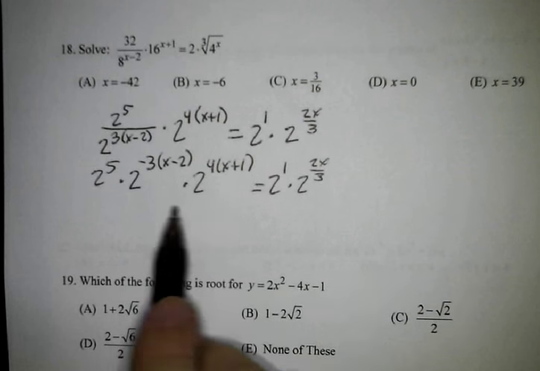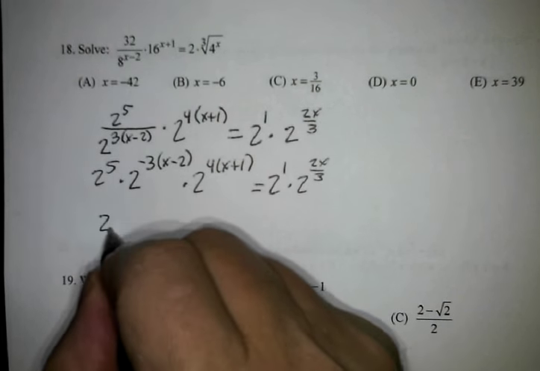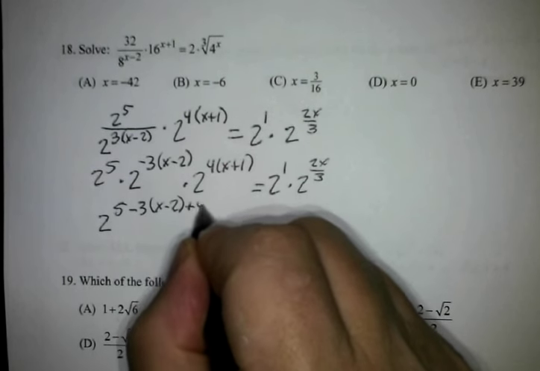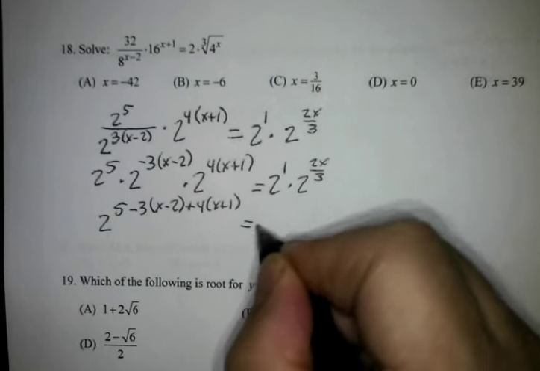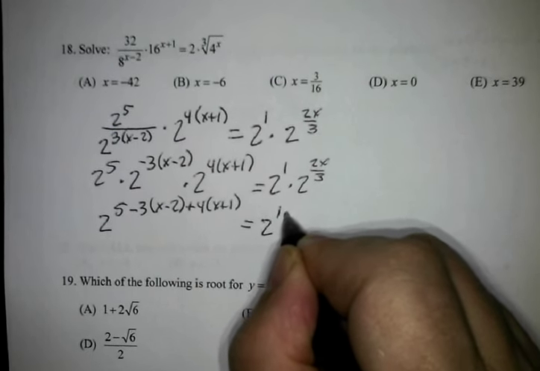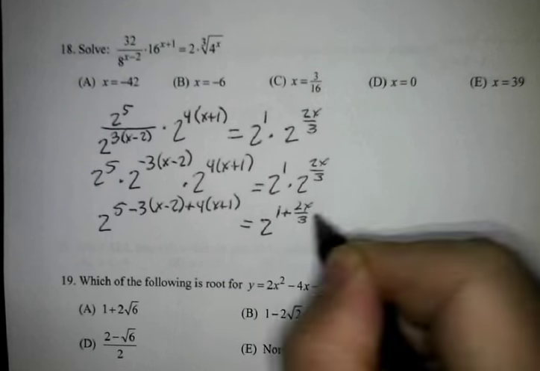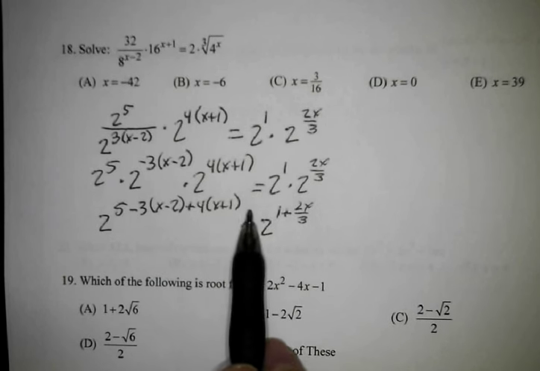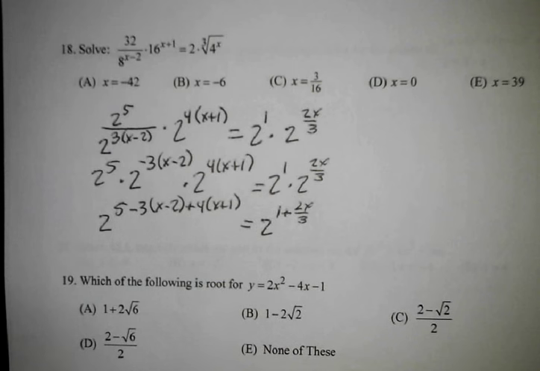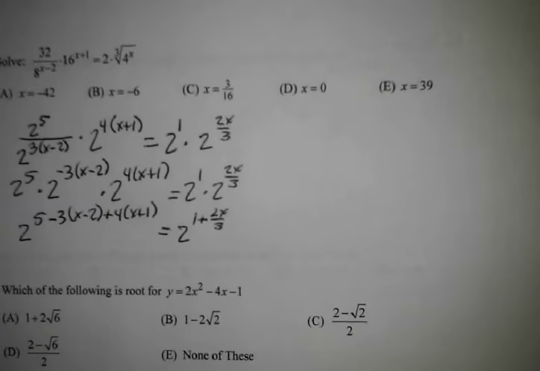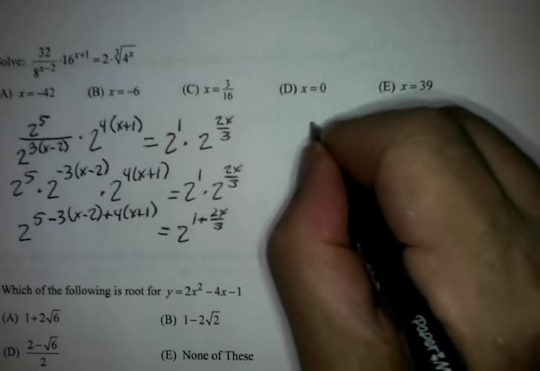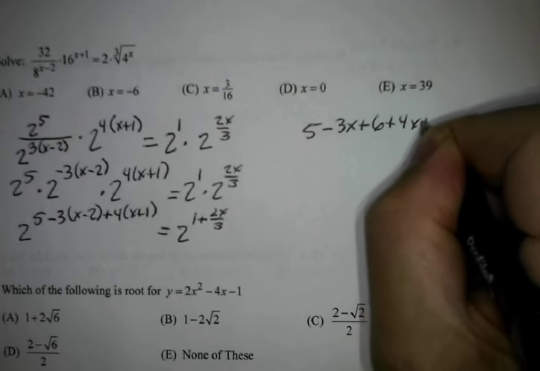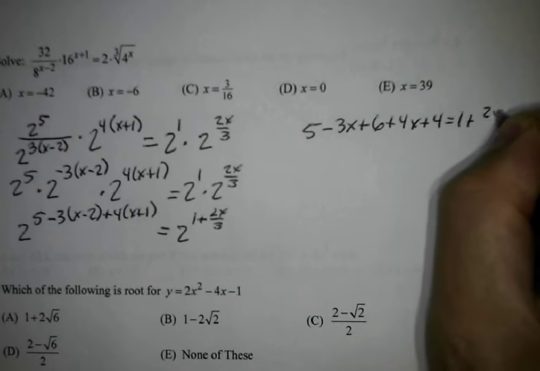Now I need to combine all these. So when I multiply, I add my exponents. So I've got 2 raised to the 5 minus 3x minus 2 plus 4x plus 1 equals 2 raised to the 1 times 1 plus 2x over 3. Now I've got my bases to match. Now I can set these equal. So I'm going to multiply this out, just distribute the factors, and then we'll look at solving it. So I've got 5 minus 3x plus 6 plus 4x plus 4 equals 1 plus 2x over 3.